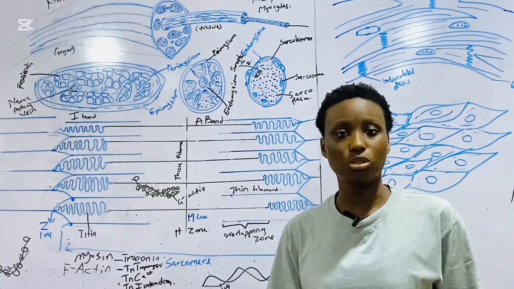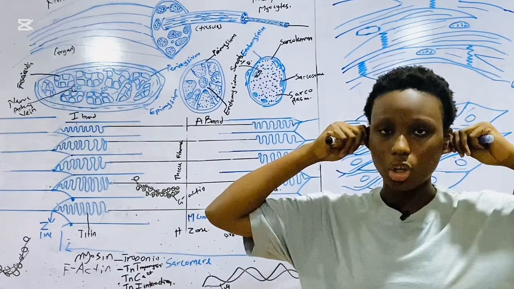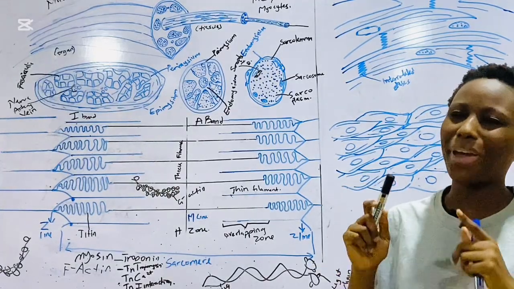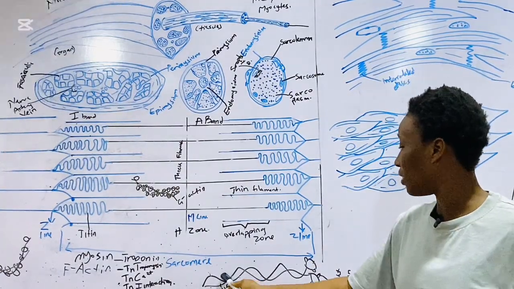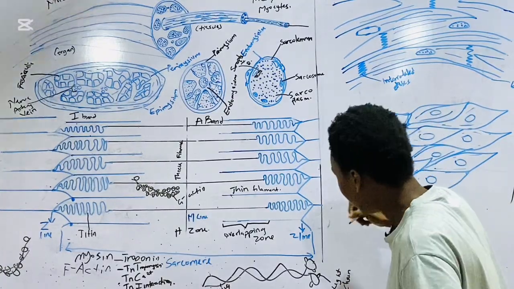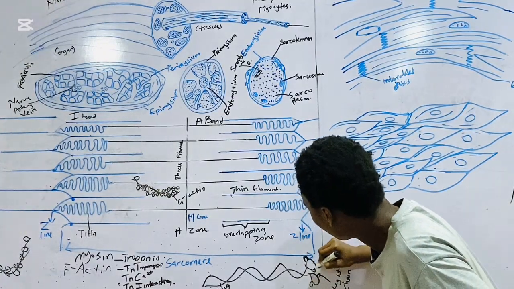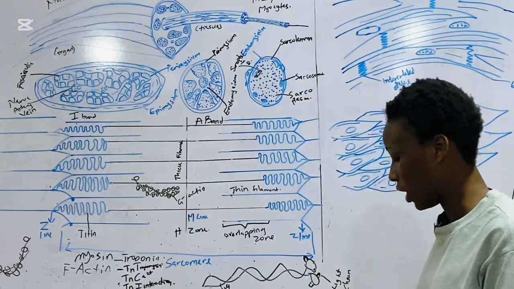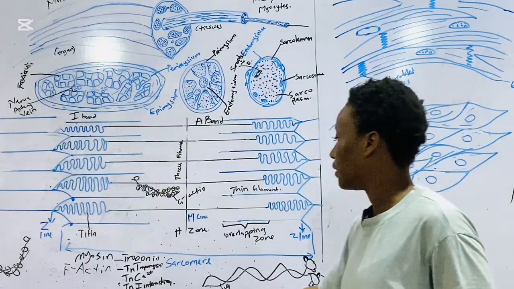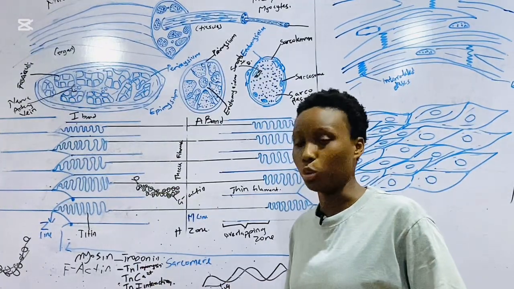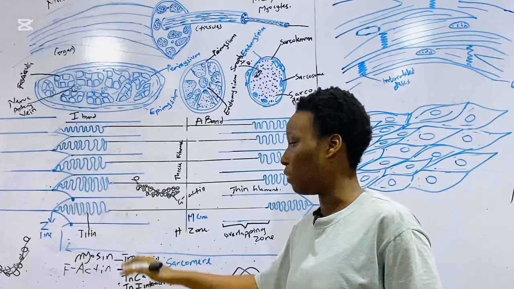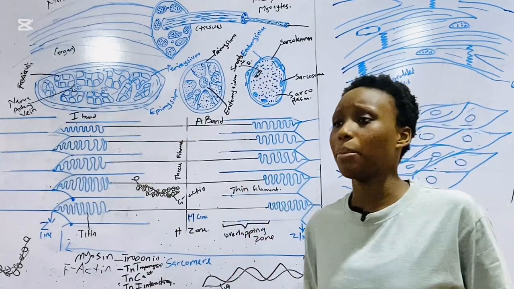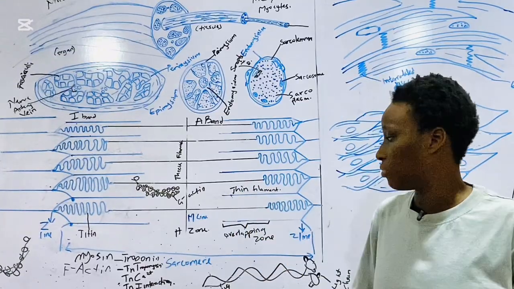The tail region consists of two heavy chains. At the head region, we have two heavy chains and two pairs of light chains. These things that look like ears are the two pairs of light chains, labeled light chain, and this one is the heavy chain. Then the F-actin molecule is the molecule of our thin filament. When you think about thin filament, your mind should go to F-actin. When you think about thick filament, the first thing that should come to your mind is myosin.